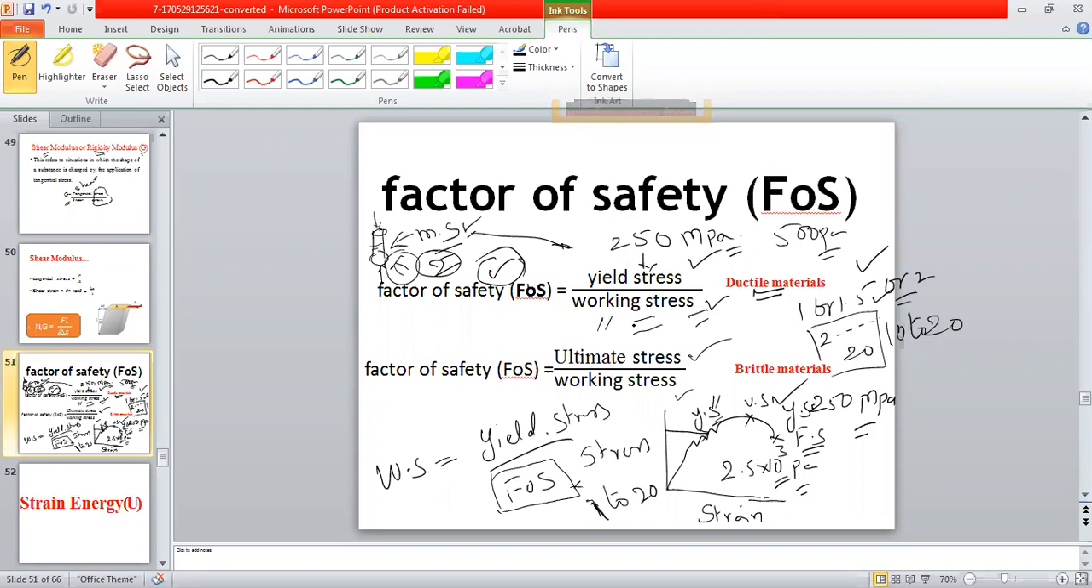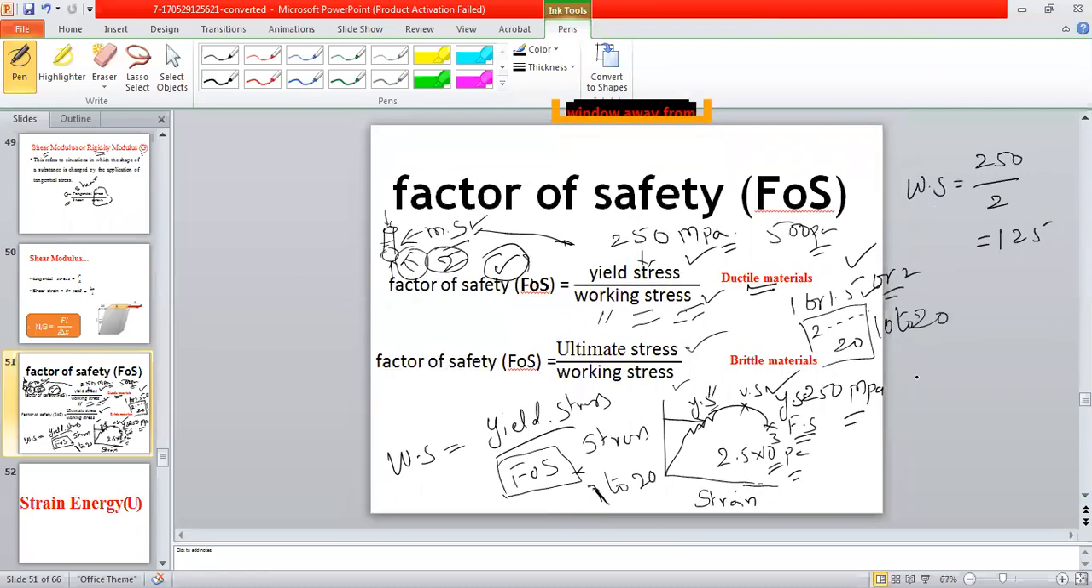Therefore, working stress will be calculated. For the shock absorber of the bike, it is 250 divided by 2, that is 125 megapascal. If I consider the working stress for the aeroplane with the same material, I need to consider a factor of safety of 10. Therefore, the working stress is 25 megapascal.